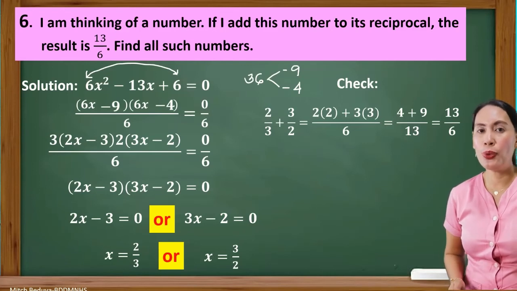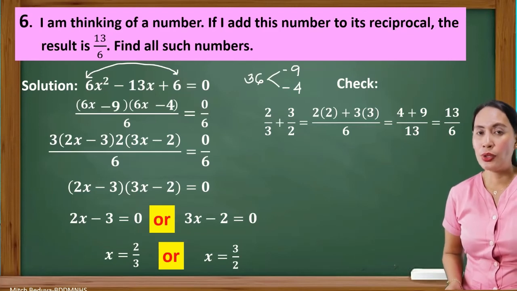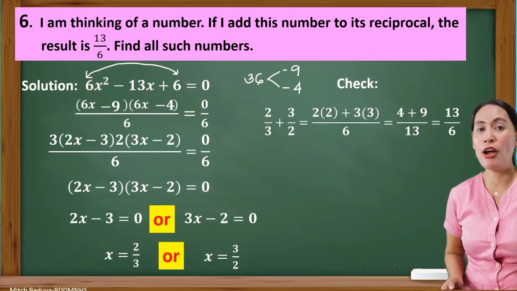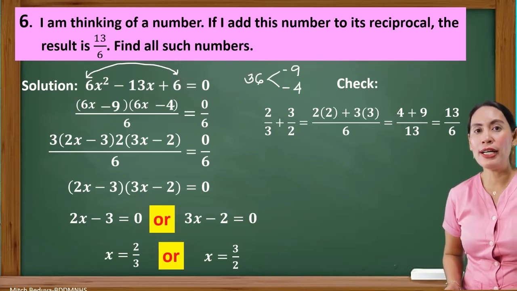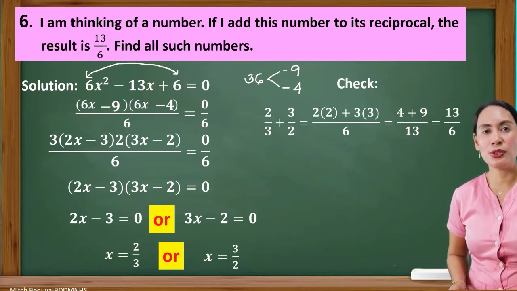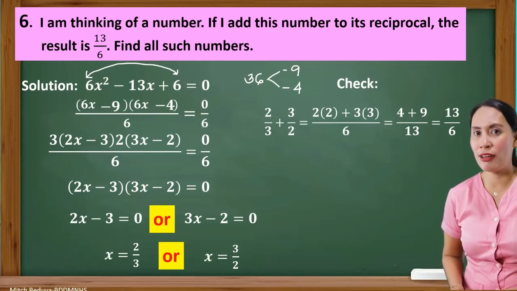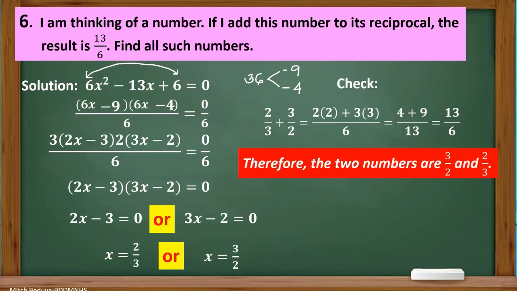2 times 2 plus 3 times 3 over 6. So 6 is the LCD because we are adding similar fractions. So that is equal to 4 plus 9 over 6, which equals 13 over 6. The sum of the number 2/3 and its reciprocal 3/2 is equal to 13 over 6. Therefore, the two numbers are 3/2 and 2/3.